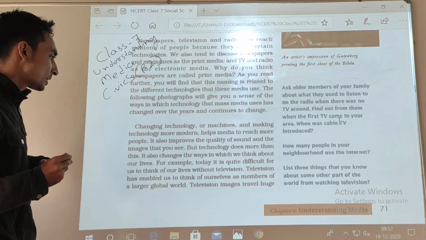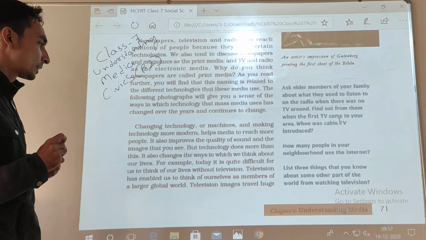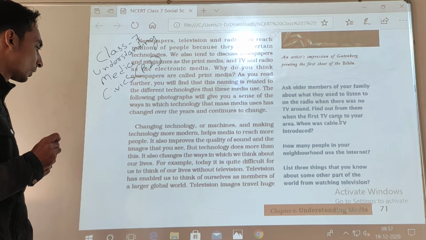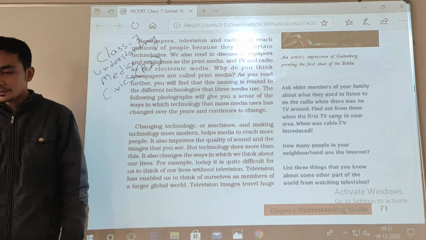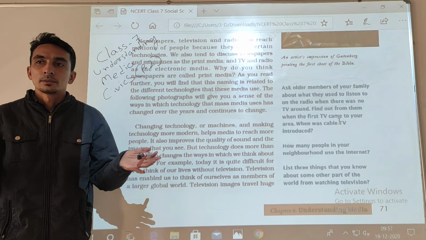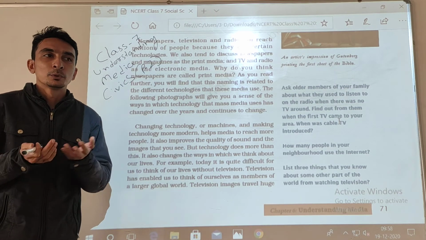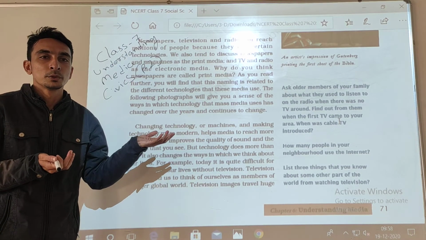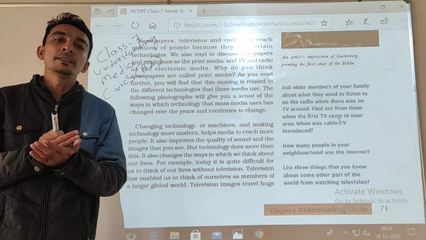It also changes the way in which we think about our life. For example, today it is quite difficult for us to think of our life without television, right? We cannot imagine our life without television. How? Generally, people argue that I don't see television, I don't use television. But one way or another, we use television.